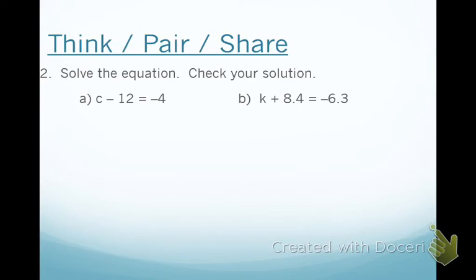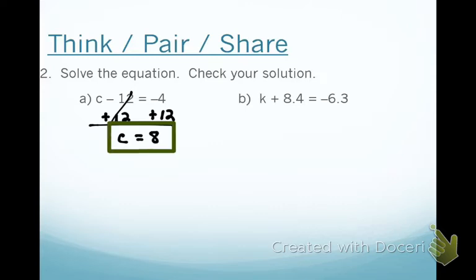Go ahead and do it on your own for now. All right, as I just walked around, I saw a lot of correct answers. Okay, but there's a few incorrect. I want to get rid of subtract by 12, so I have to add by 12. How many of you would say you did find that C equals 8? Okay, then when I plug it back in, 8 minus 12 equals negative 4, and it is true, 8 minus 12 is negative 4, so that checked out.